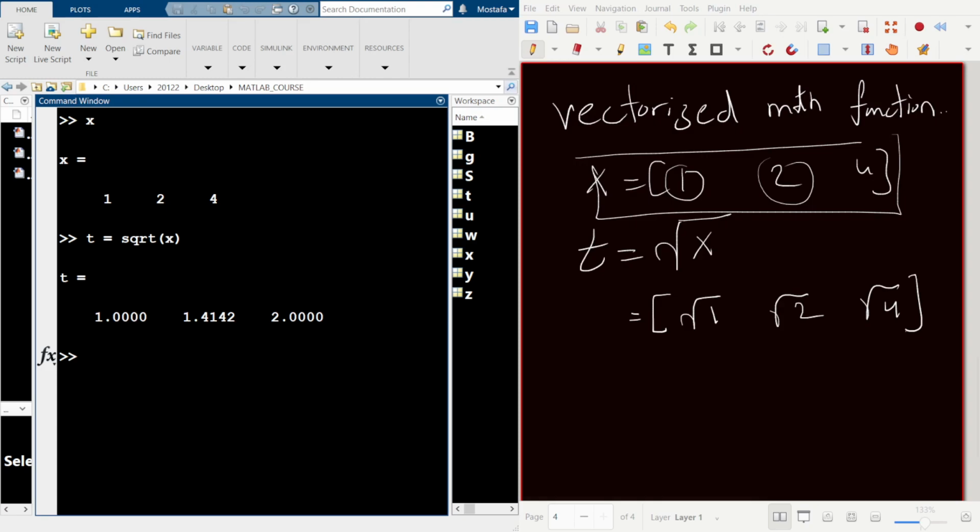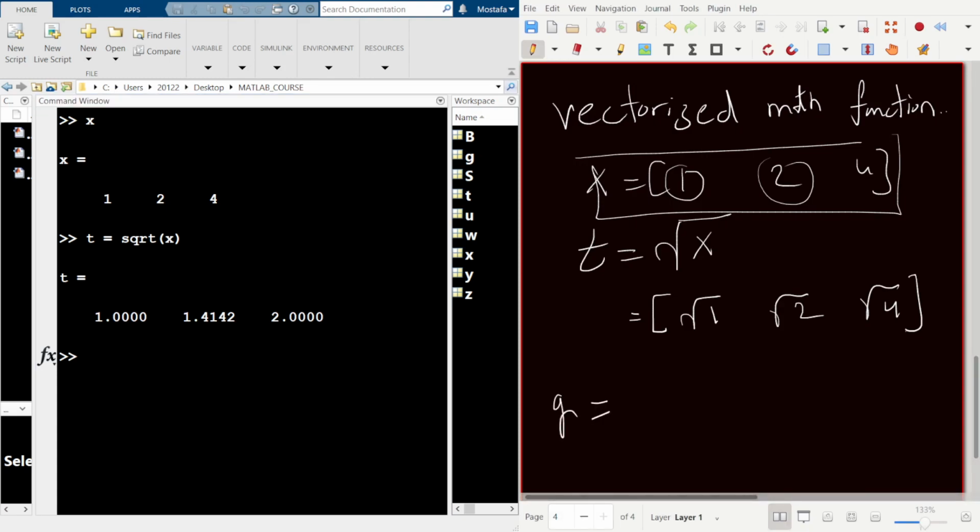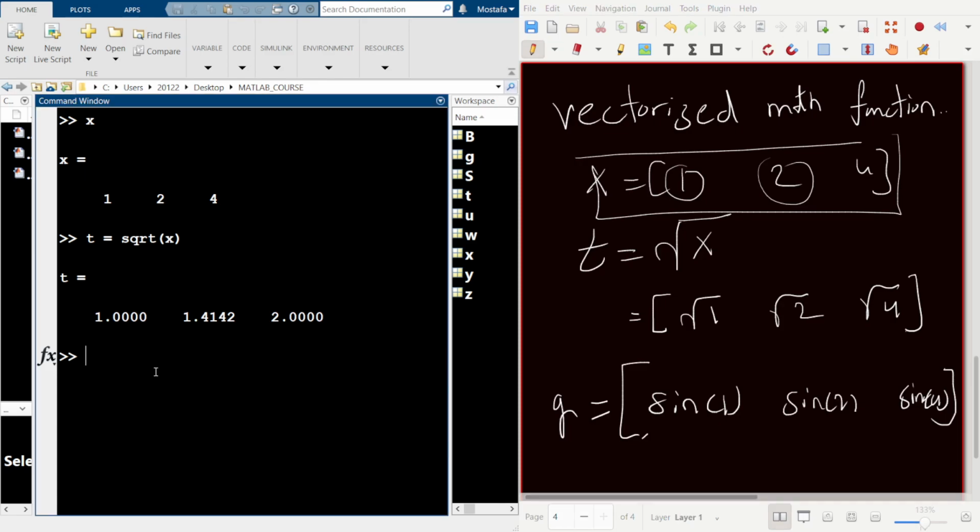So for example, suppose I want to calculate another function, another array. Let's call it array q. q is the sine of each element of x. So it's sine 1, sine 2, sine 4. And by the way, the default is that the sine here is in radians. So again, I can simply write this as q equals sine of x. Why can I simply do this? Because the sine function is also vectorized. So I can give it as an input a whole array rather than a single number.